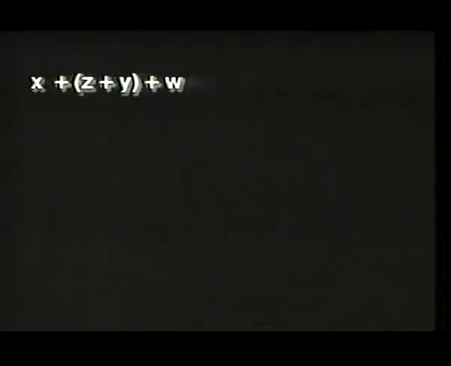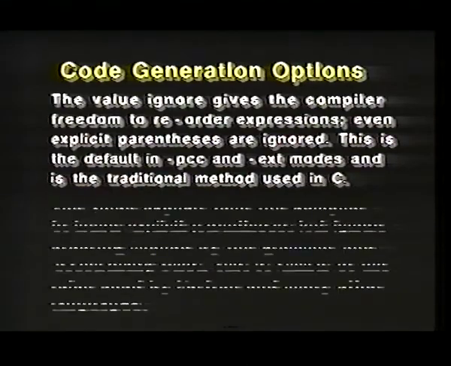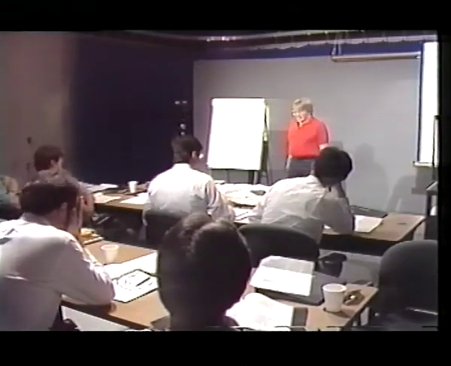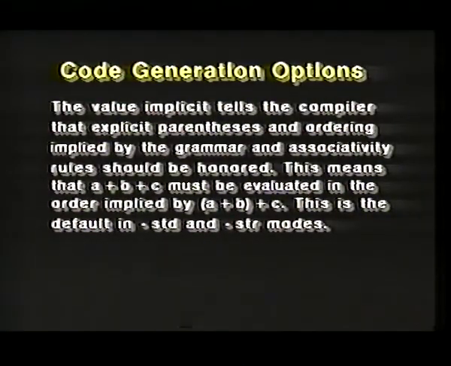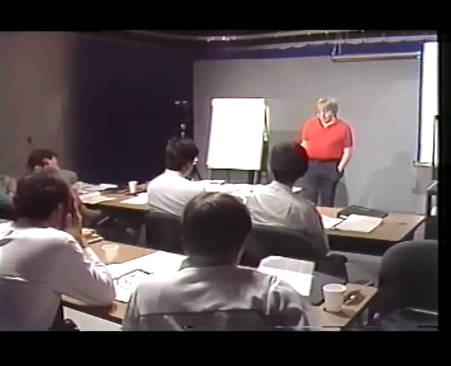Dash parens tells the compiler how to interpret statements like this for optimization. Ignore, which is the default in PCC mode, says ignore parentheses, evaluate the expression in any order. Dash explicit says honor parentheses and do the evaluation in the order that we see it, which also can inhibit optimization. Implicit says honor parentheses, and regardless of anything else, we can do it in any order we want. Basically, implicit is the way Fortran does it. In K&R, they said, well, we will just do it any way we want, which is stupid, because you can run into numeric problems with floating point numbers.